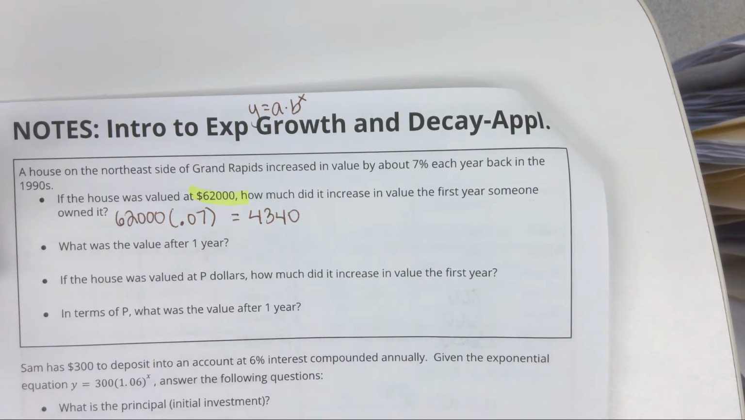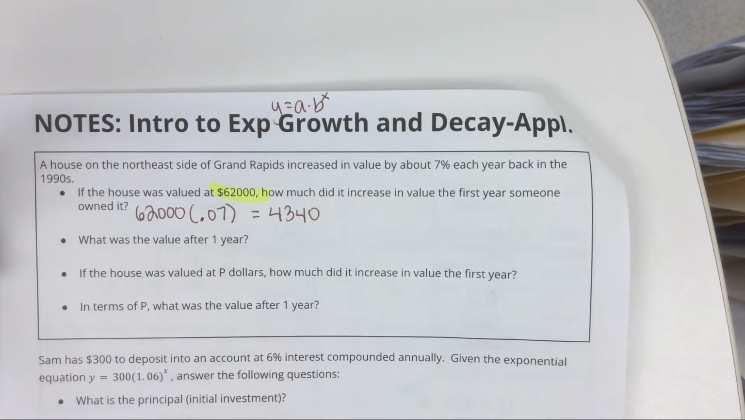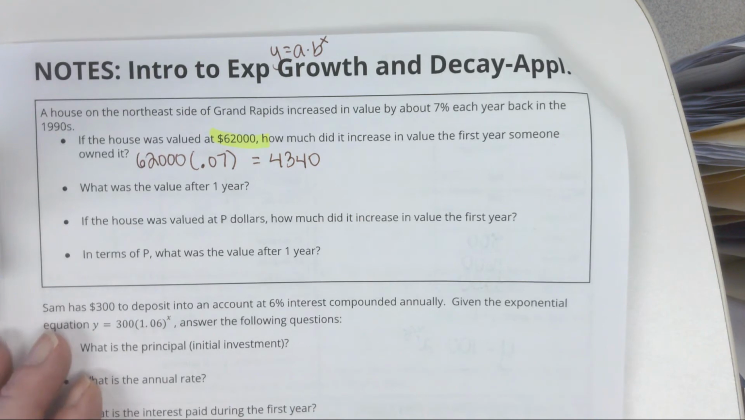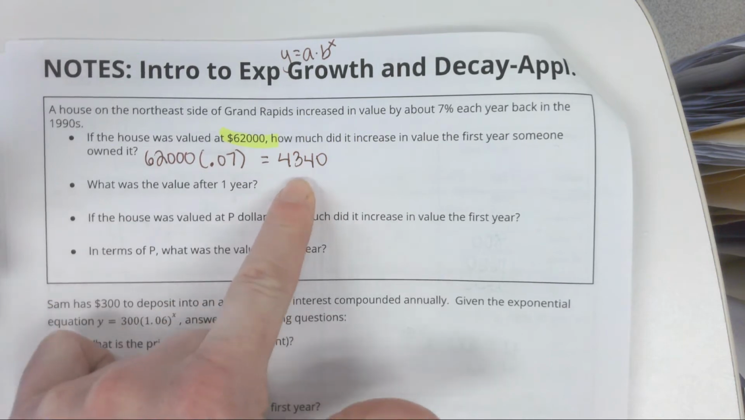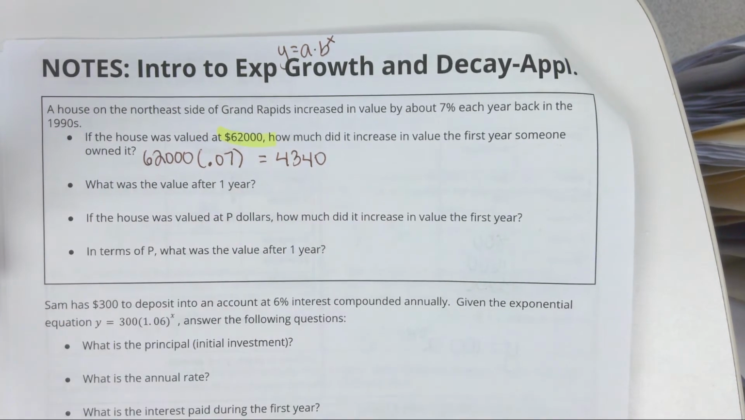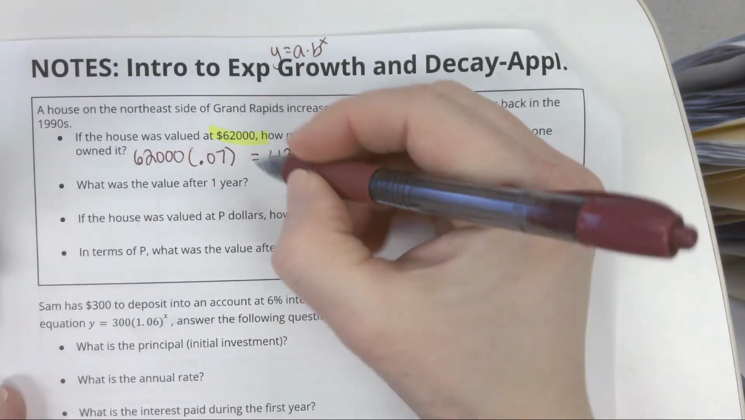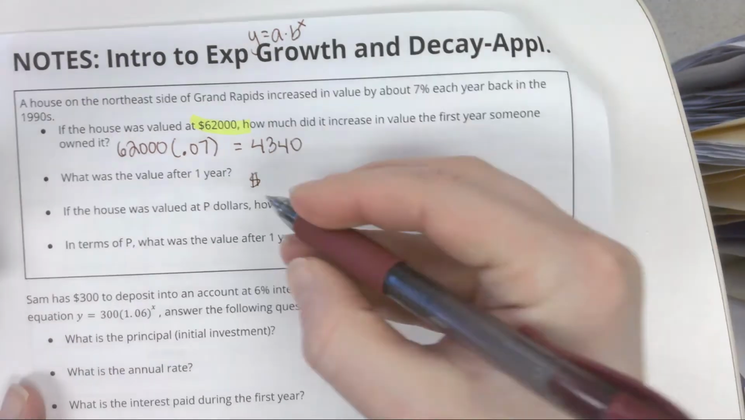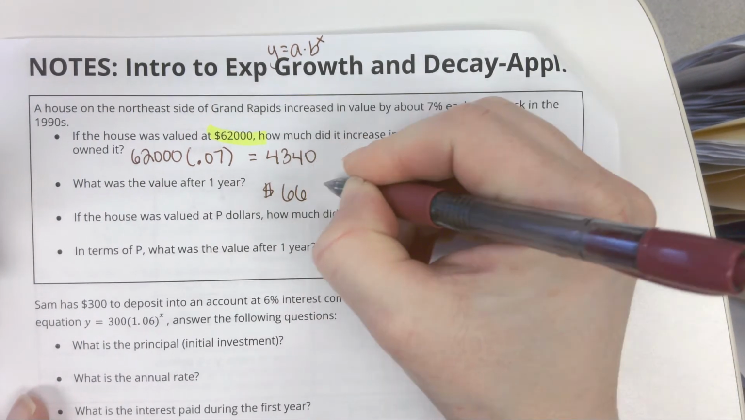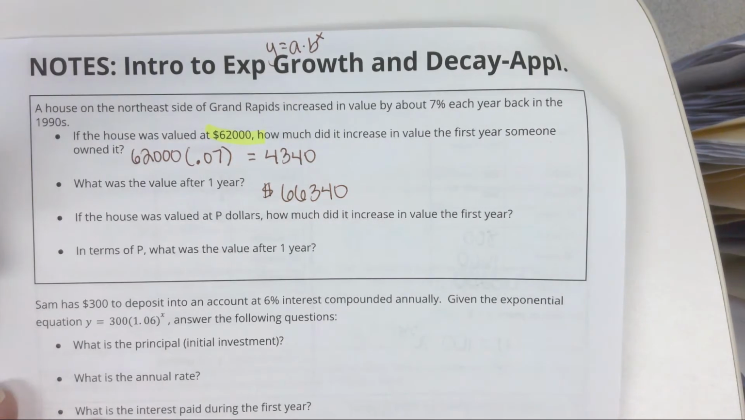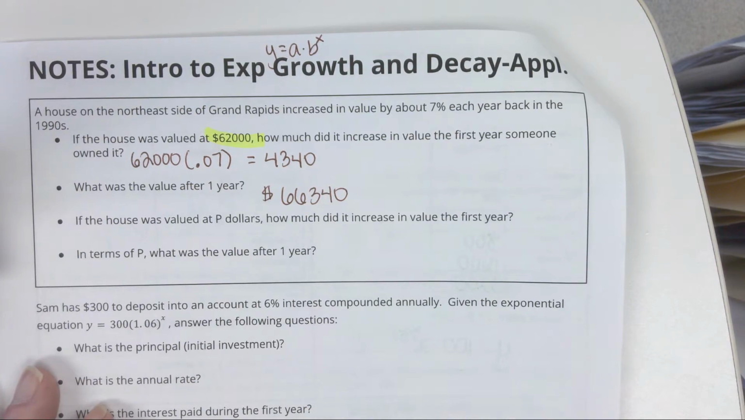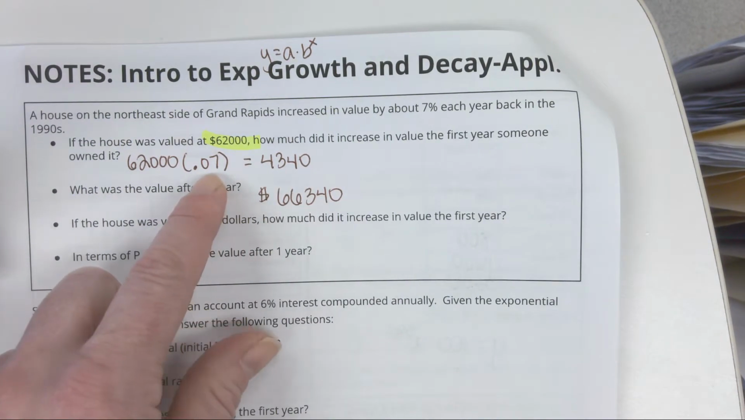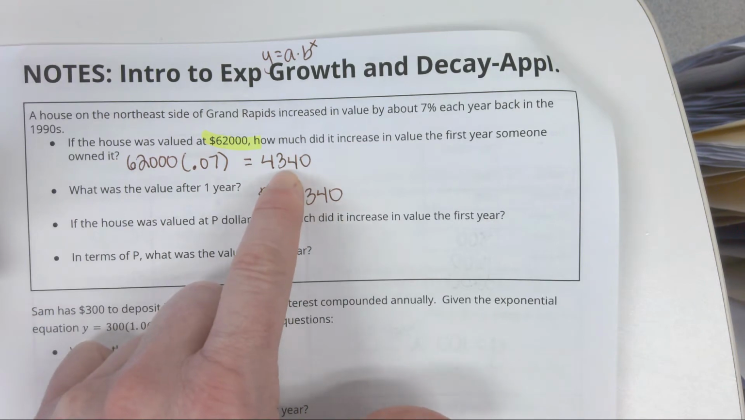So if this is how much it went up, can you tell me how much it is worth now? What would you do to find that? It was worth $62,000. Now it increased $4,340. What's its new price, if you will? Its new value. $66,340. What did you do? You added that on, okay? So we want to be careful when we want the new value of the house. I can't just multiply by 0.07. Notice that did not give me the new value of the house. I had to add it on, okay?